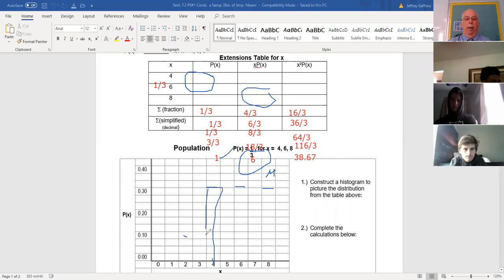So you got 3 columns shaded in. So we constructed the histogram of the population. This is of the population, right? All right, so I want to keep my numbers here.